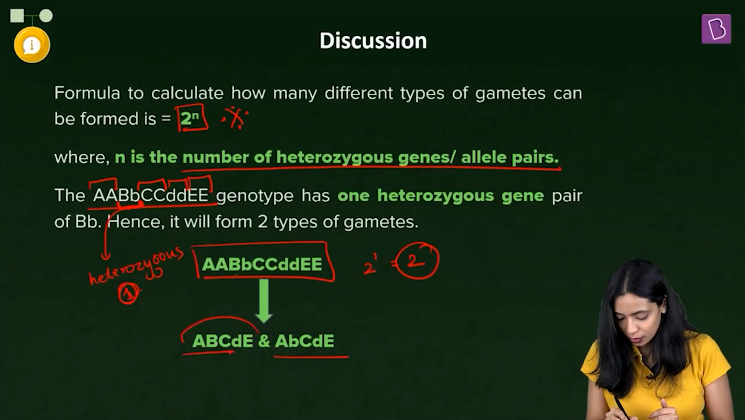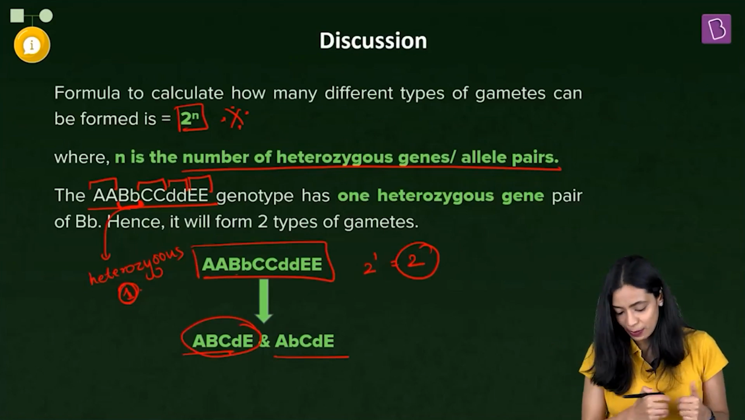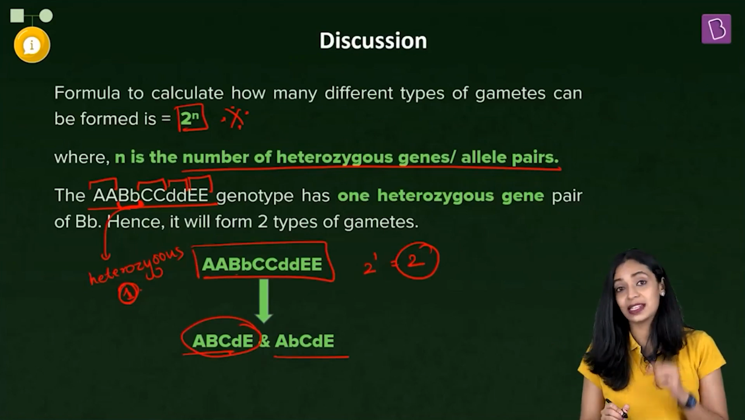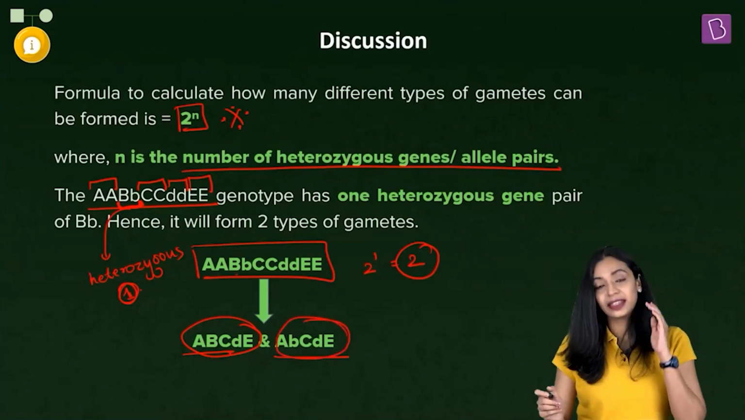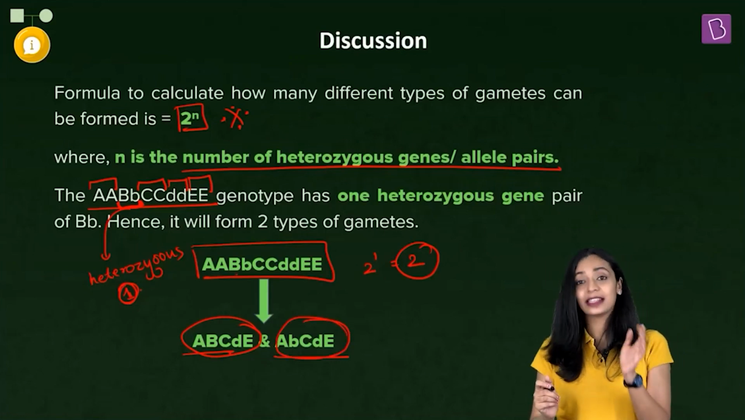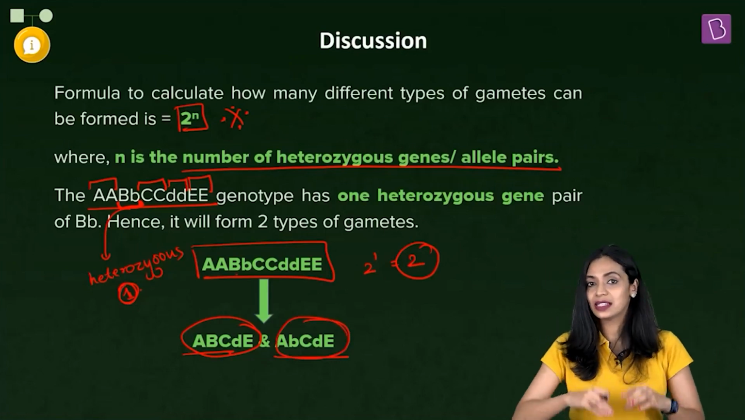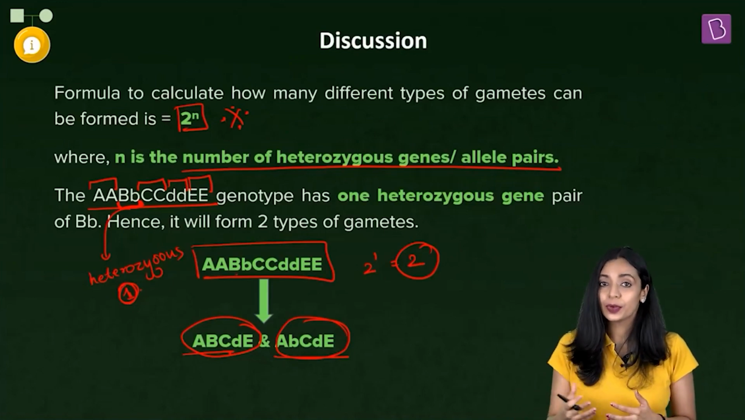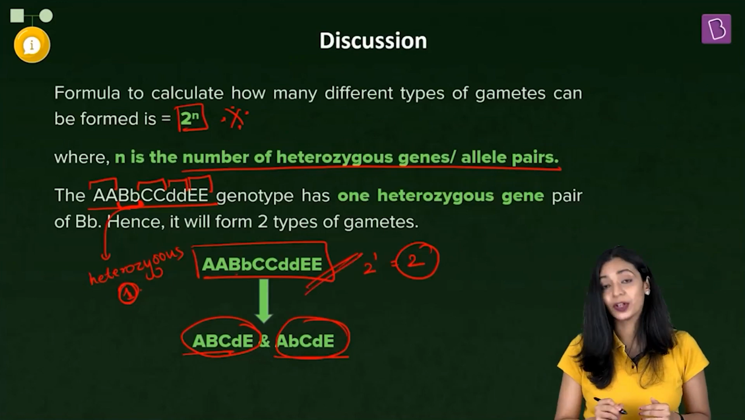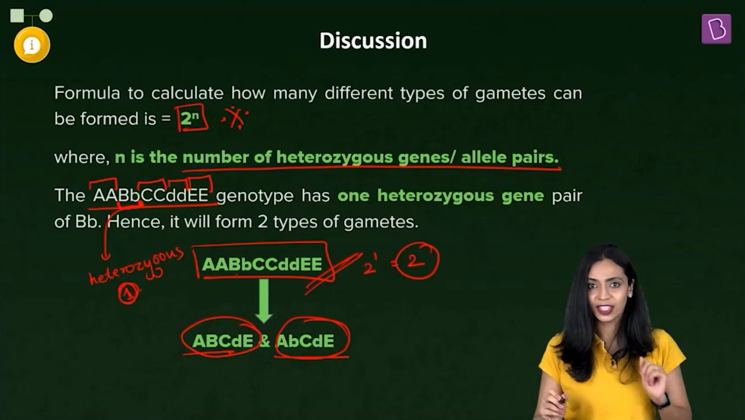So one of the types of gametes will have capital A, capital B, capital C, small letter d and capital E, while the other one will have capital A, small b, capital C, small d and capital E. So these are the 2 types of gametes that are possible to be produced by an organism that contains this particular genotype. So we've already arrived at the correct answer.